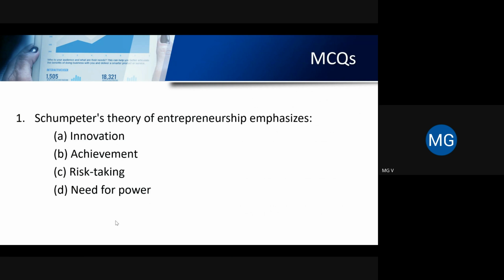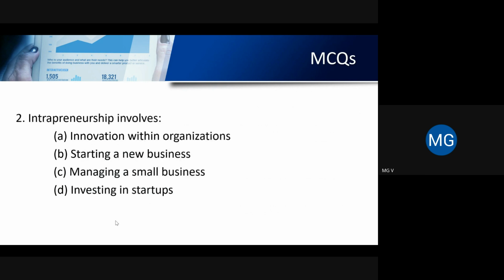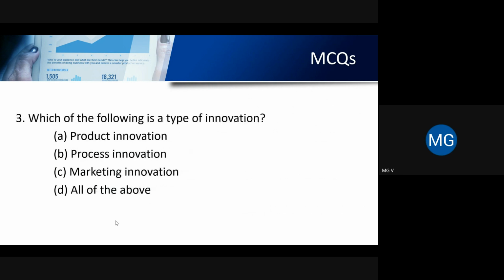Yes. Anyone? Any idea? Risk taking, ma'am. Anything else? Innovation, ma'am. Yes, it is innovation. Entrepreneurship involves innovation within organizations, starting a new business, managing a small business, or investing in startups. Yes, innovation within organizations.